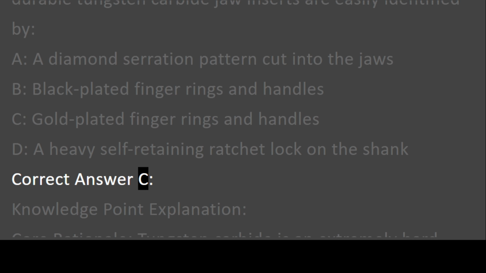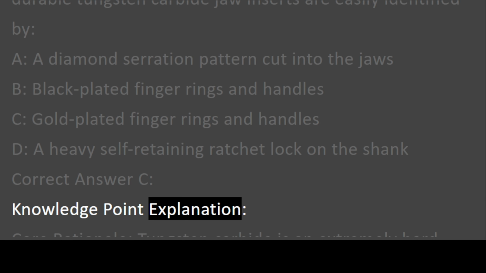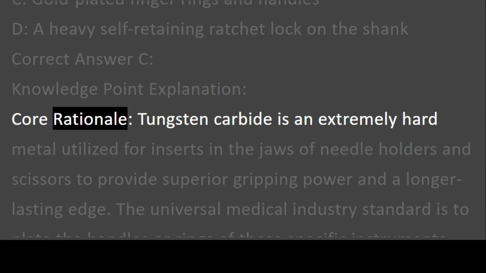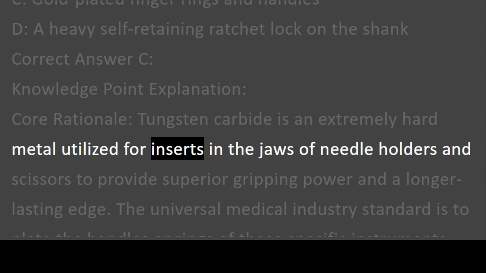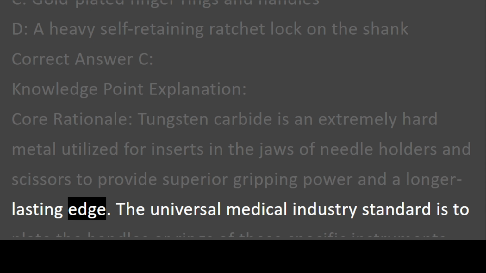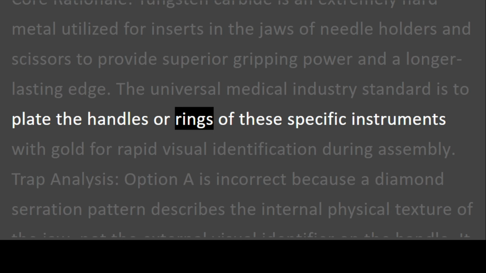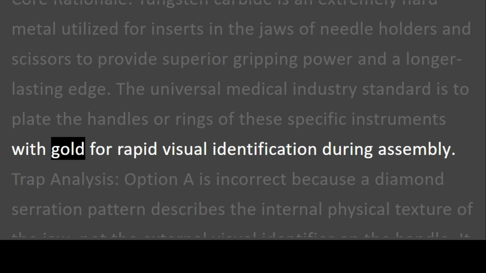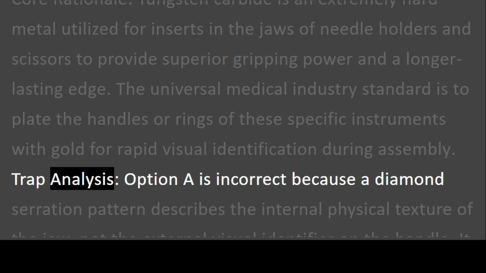Correct answer C. Knowledge point explanation. Core rationale. Tungsten carbide is an extremely hard metal utilized for inserts in the jaws of needle holders and scissors to provide superior gripping power and a longer-lasting edge. The universal medical industry standard is to plate the handles or rings of these specific instruments with gold for rapid visual identification during assembly. Trap analysis.